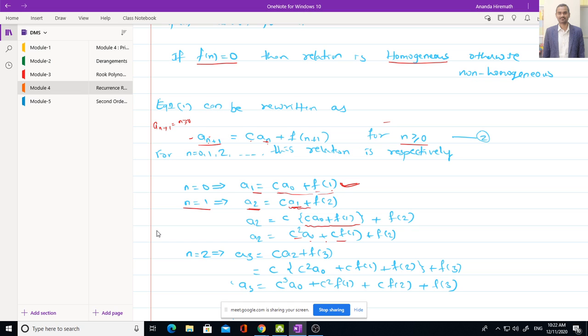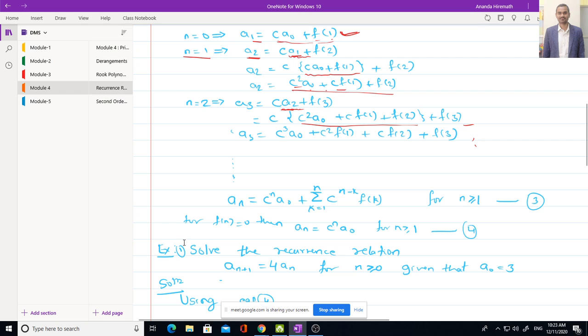Then when you put n equal to 2 in equation number 2, a3 = c a2 + f(3). Now instead of this a2, I will write this entire expression here, then f(3), and so on. If you do so, we will conclude that a_n = c^n a_0 + the summation of k equal to 1 to n of c^{n-k} f(k).